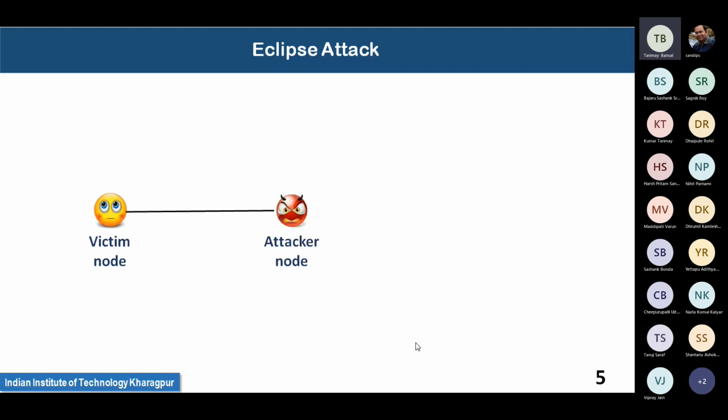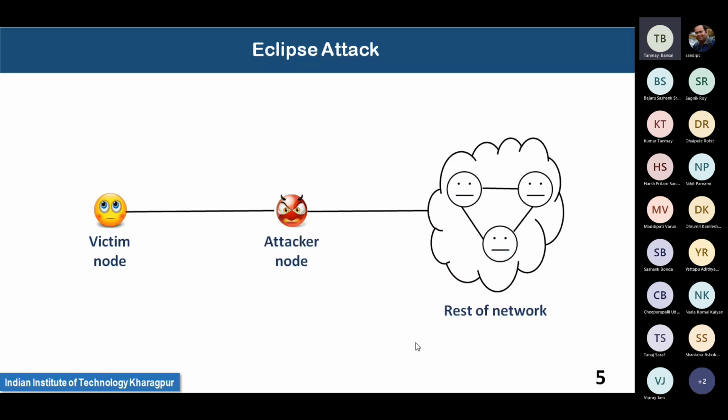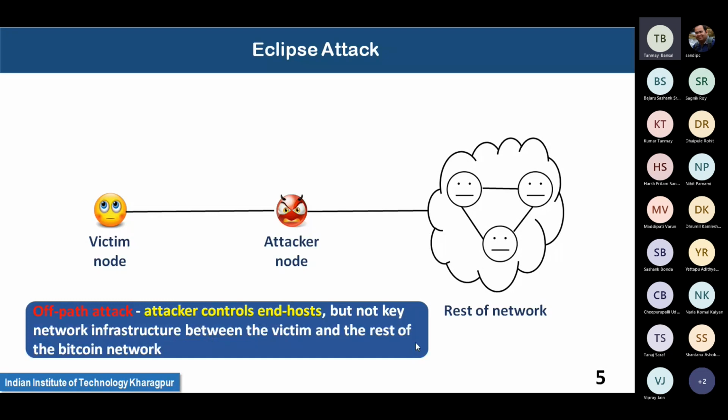Now with that, what would happen is that this attacker node has eclipsed the victim node from the rest of the network, and as a result, effectively the attacker controls the end hosts. So what it means is that it is blocking the path from this node to the rest of the network, but it is not affecting the key infrastructure between the victim and the rest of the Bitcoin network, meaning that it is not actually blocking the entire internet infrastructure and all that. It is blocking its communication with the rest of the Bitcoin network.